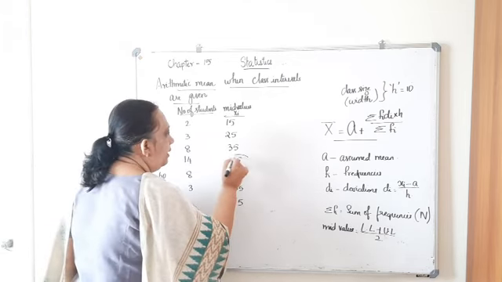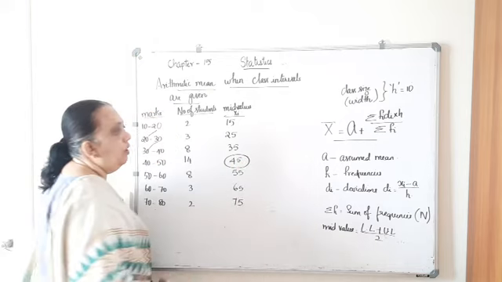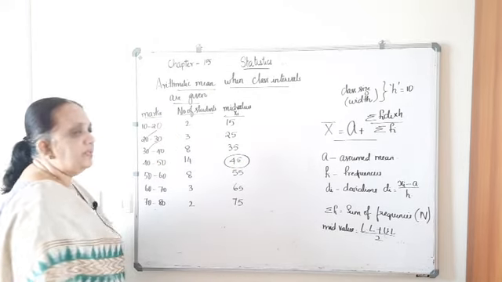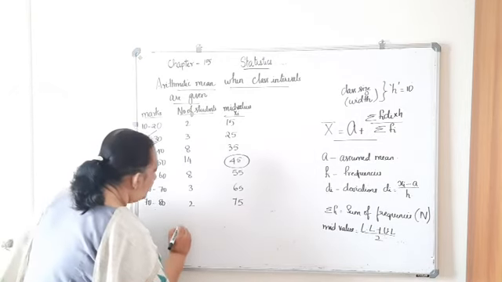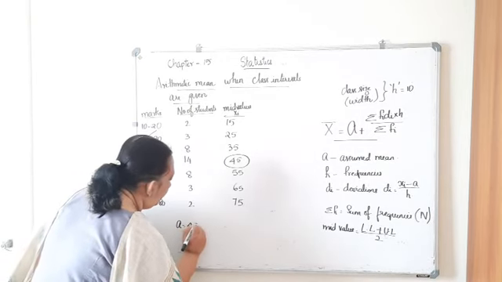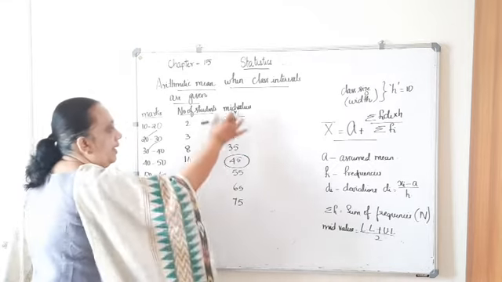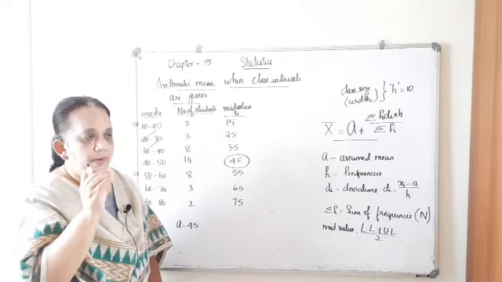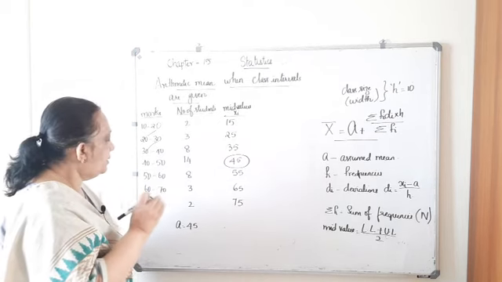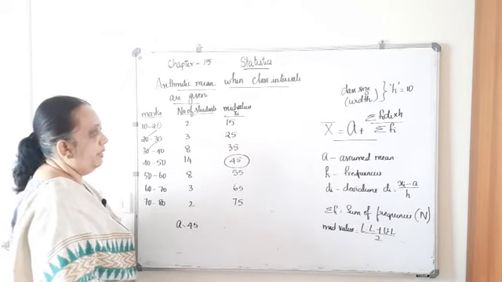You choose the middle one. Let it be equal to 45, and 45 is taken as the assumed mean. Assumed mean a is equal to 45. So find the mid values. Among the mid values, you find the middle one, and that is equal to the assumed mean.